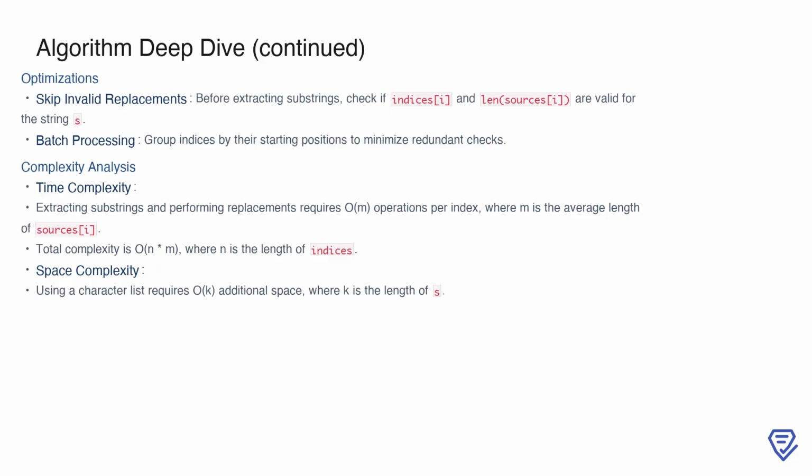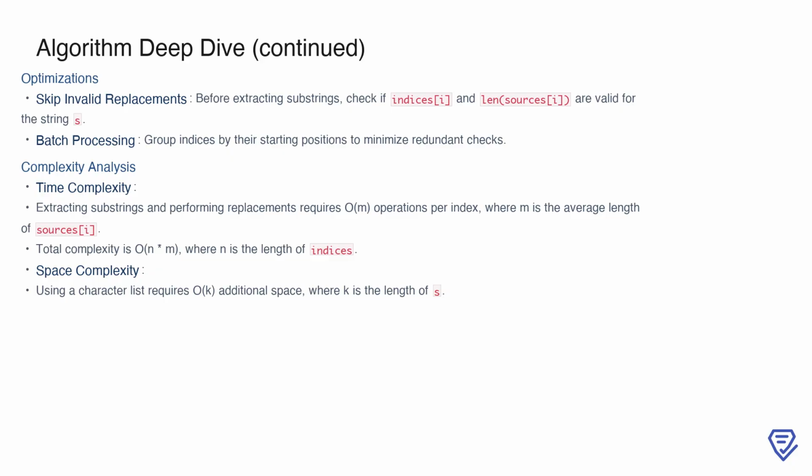Analyzing the complexity, the time complexity of the algorithm is O(n * m), where n is the length of the indices array, and m is the average length of sources[i]. For each index, substring extraction and replacement take O(m) time. The space complexity is O(k), where k is the length of the string S, because we use a character list to hold the intermediate result during replacements.